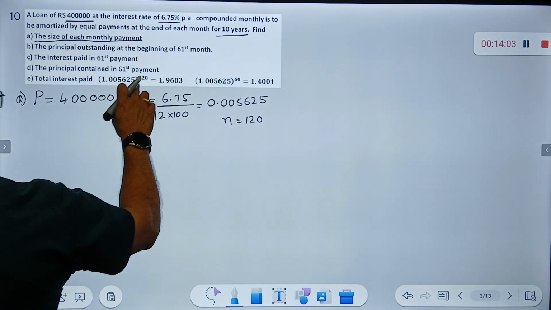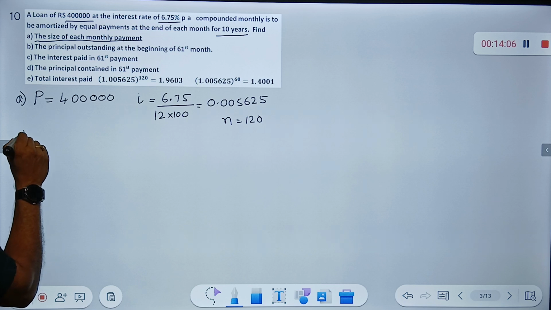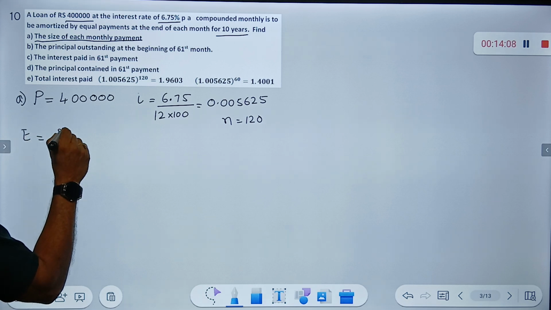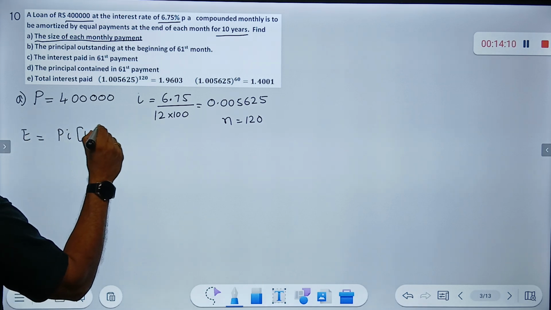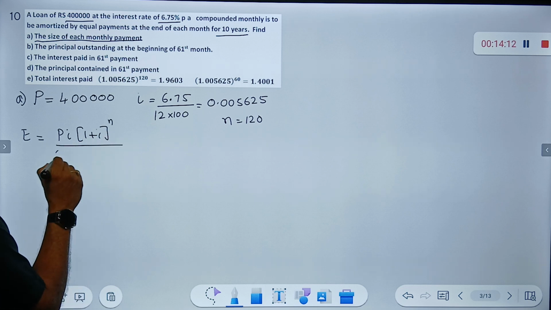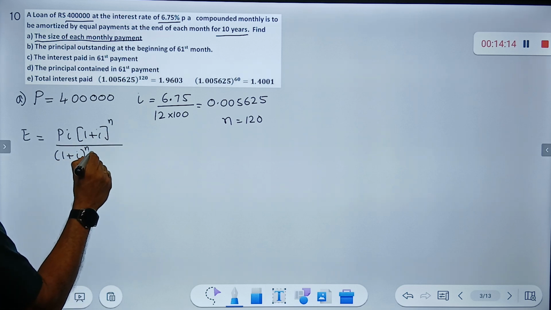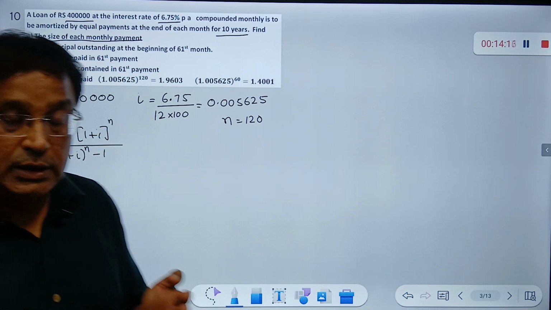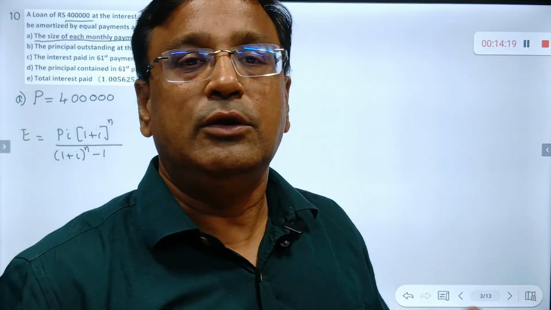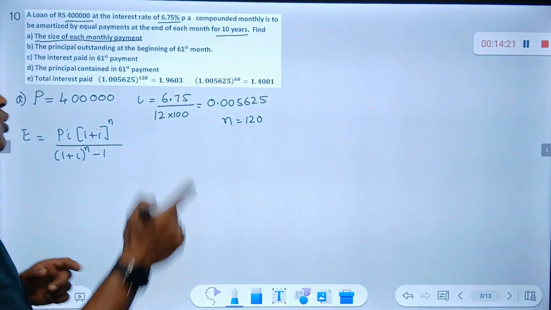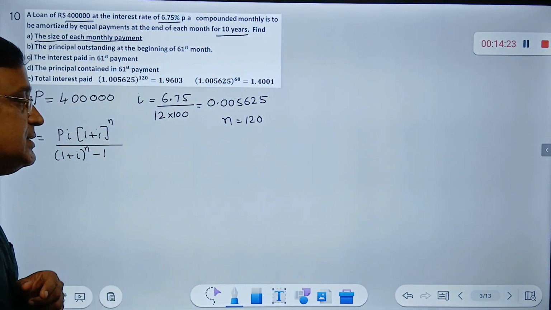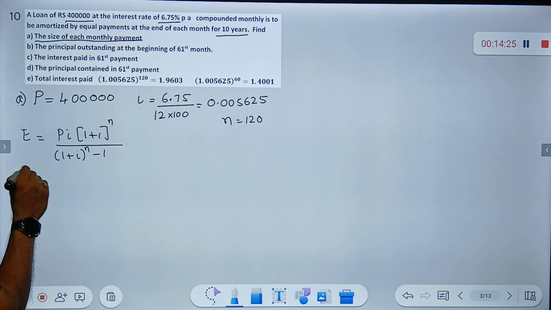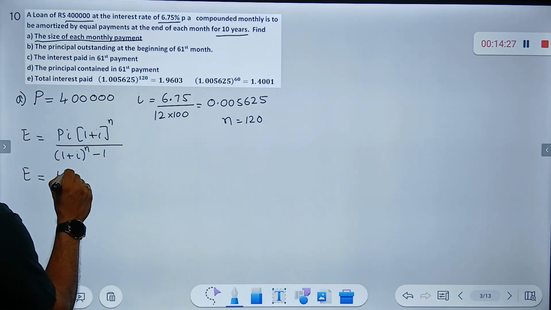Now, since it is given to the positive power, I'll use the other formula. EMI equal to P I into 1 plus I to the power of N divided by 1 plus I to the power of N minus 1. So now you should understand what formula to use where. Then your calculation becomes simpler. Always use what is given, that makes things easier for you. So EMI equal to, what is my principal? My principal is 4 lakhs.